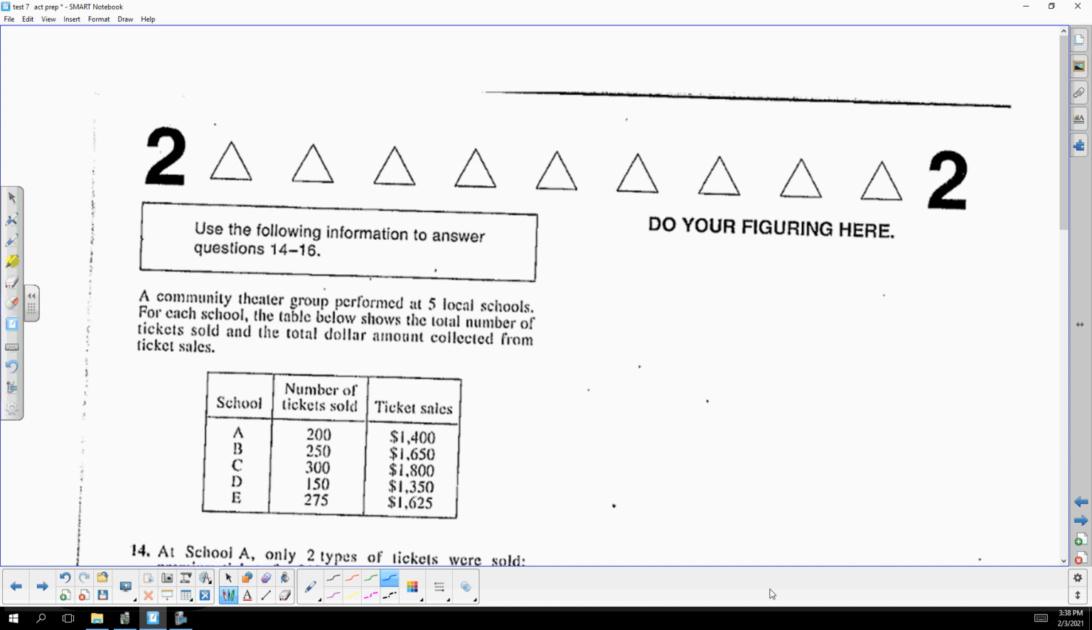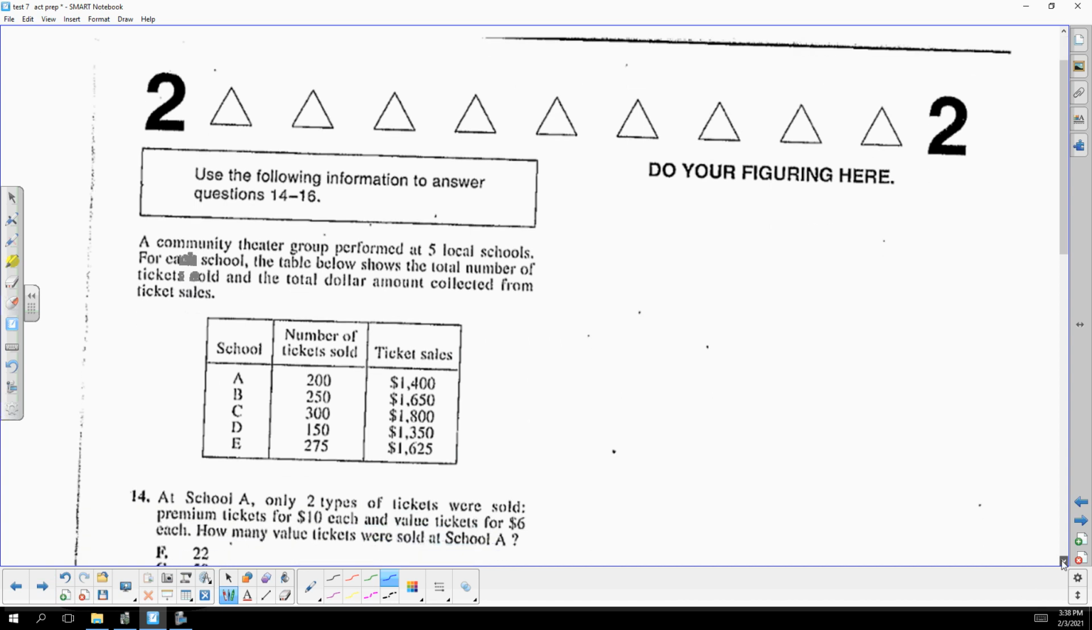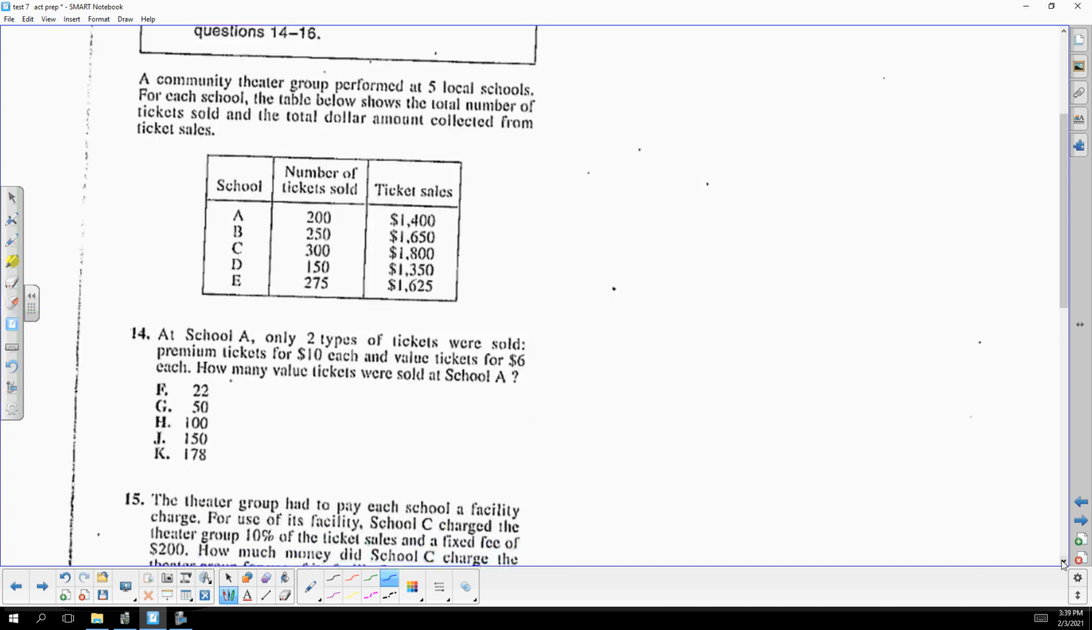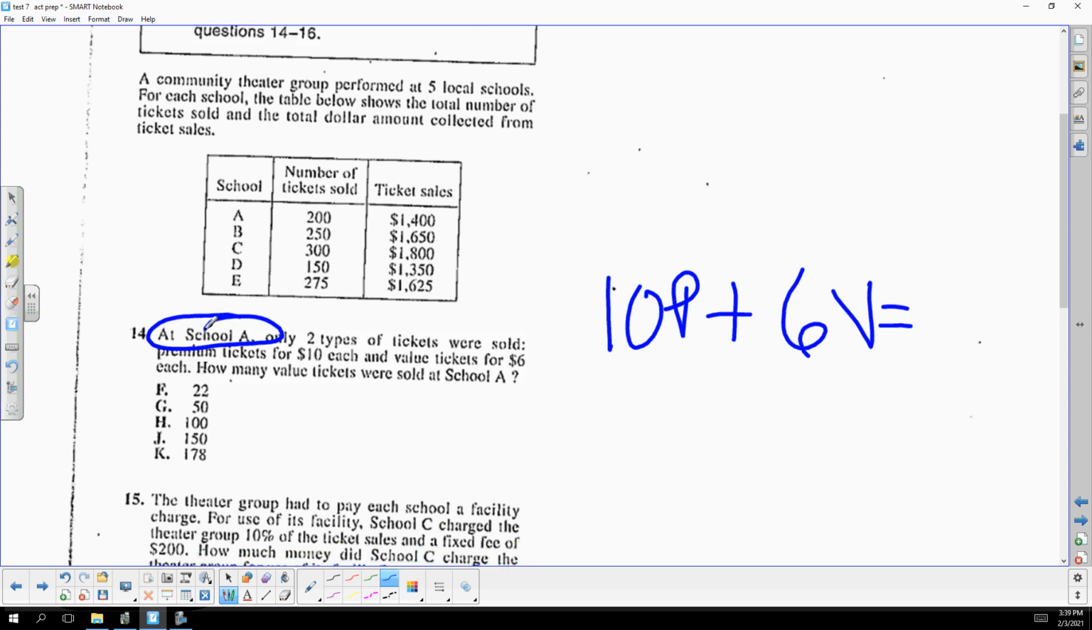Next page. All right, here we go. The old tickets sold. And 2 types of tickets were sold. We got $10 for the premium and $6 for the value. It's school A, so we made $1,400, and there were 200 tickets sold, P plus V is 200.